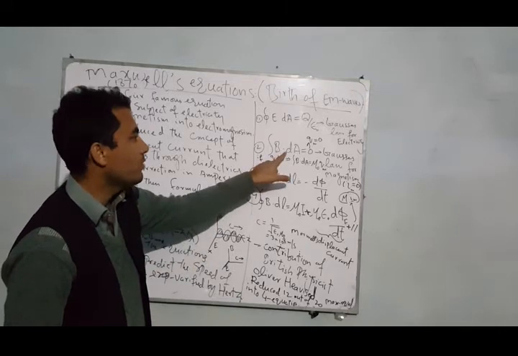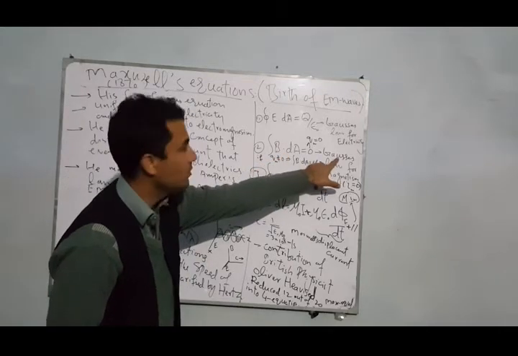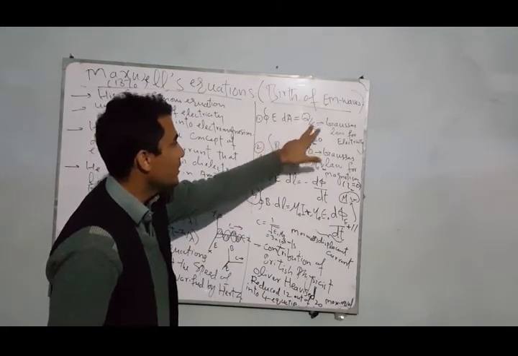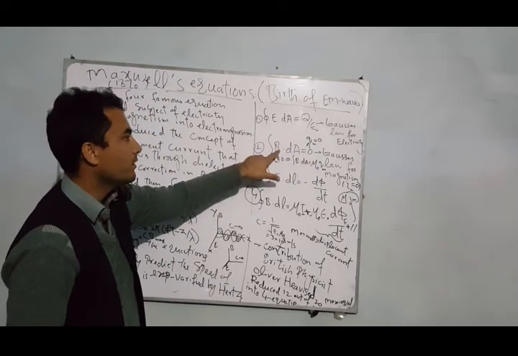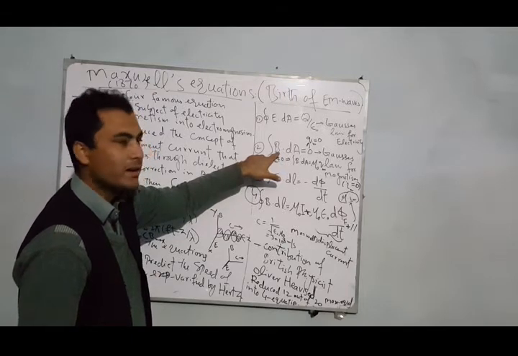Now the second Maxwell equation we can call Gauss's law for magnetism, because between this equation and the previous equation there is only one difference. Here it is the electric field, and in place of that, here it is the magnetic field.